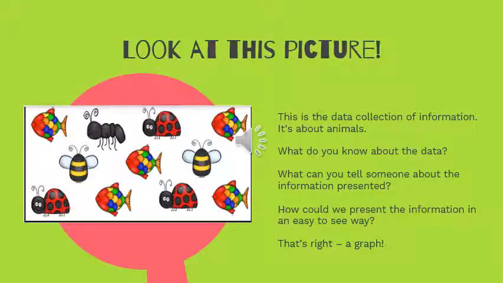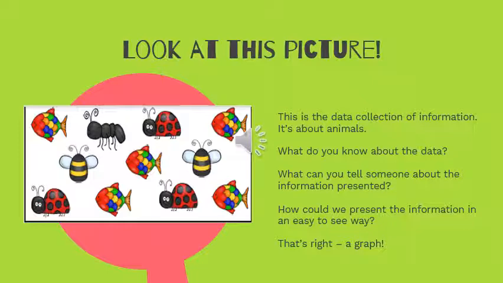Let's have a careful look at this picture. This is the data collection of information that you're going to use for your independent activity today. Let's have a careful look at it. I can see that there are some fish, some ants, some bees, and some ladybugs. What do you know about the data that you can see from the picture?